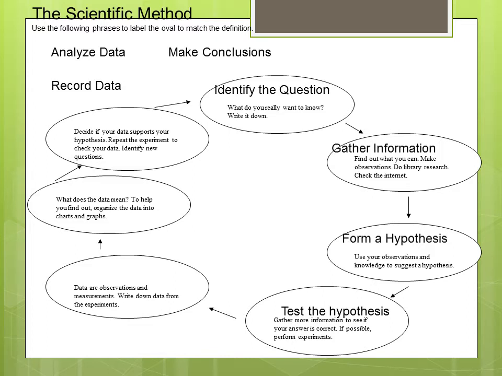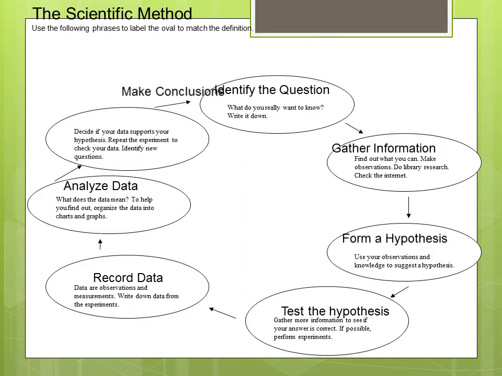Essentially, then you are going to write down your data from the experiments. You're going to record the data that you find from your experiments, and then you have these questions. What does the data mean? And it's a lot easier to understand meaning from data if you organize the data into charts and graphs or tables. So those help us analyze the data. And finally, we decide, did our data support the hypothesis? Or should we change our hypothesis? Then we make our conclusion.